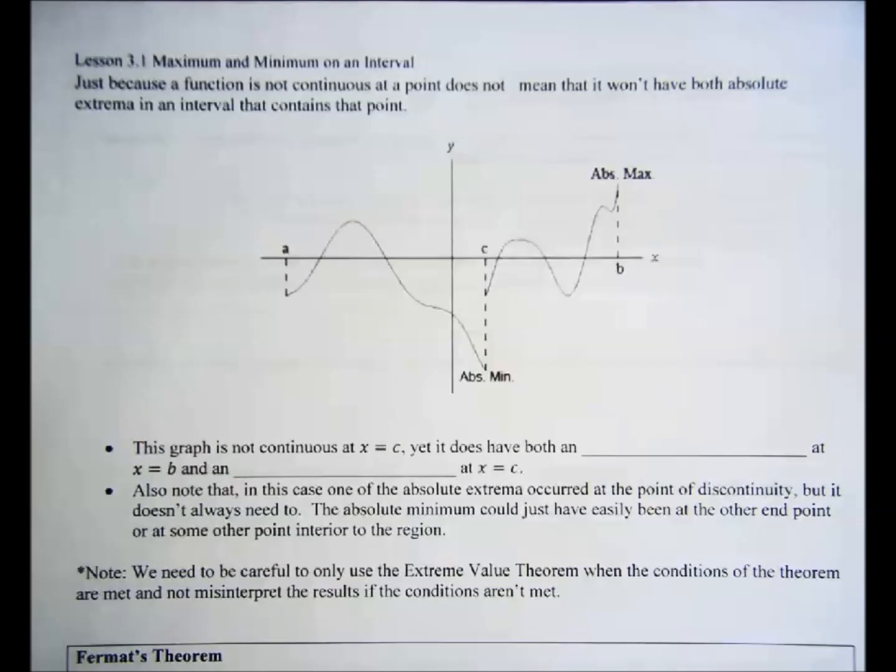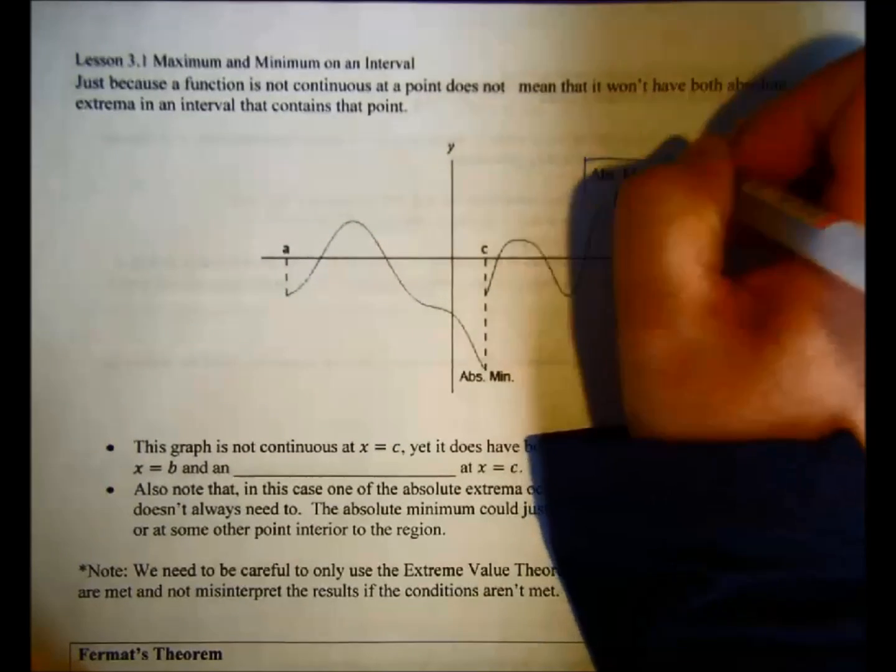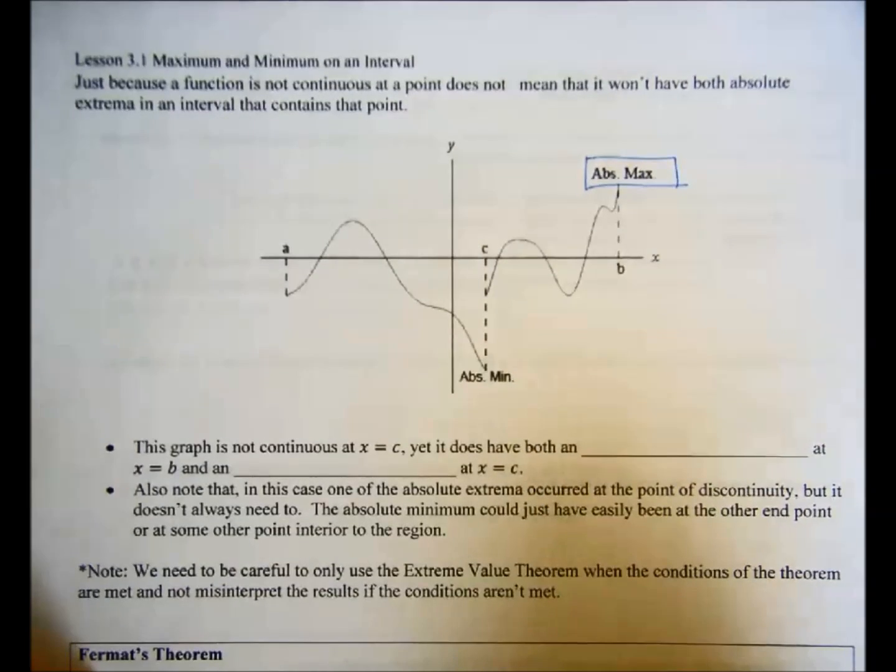Just to go over an example of a function that is not continuous, but still has absolute maxes or mins. That's what the top of page 5, this graph of the function, is giving an example of. You can see that we do have, in this case, an absolute maximum at x equals b.